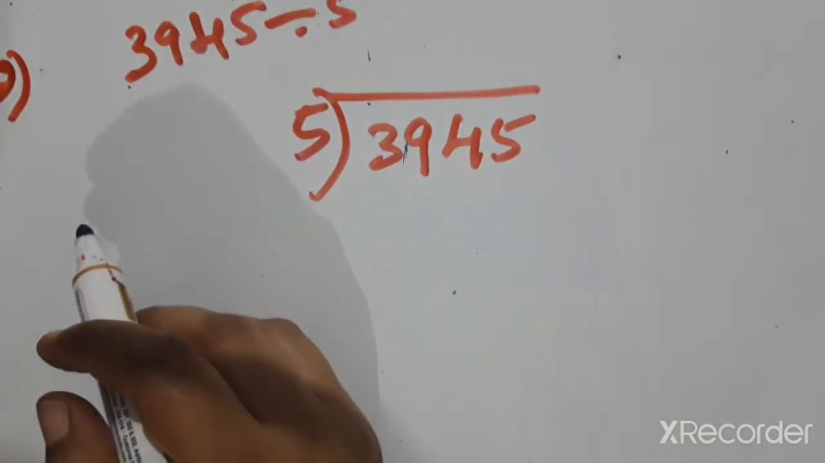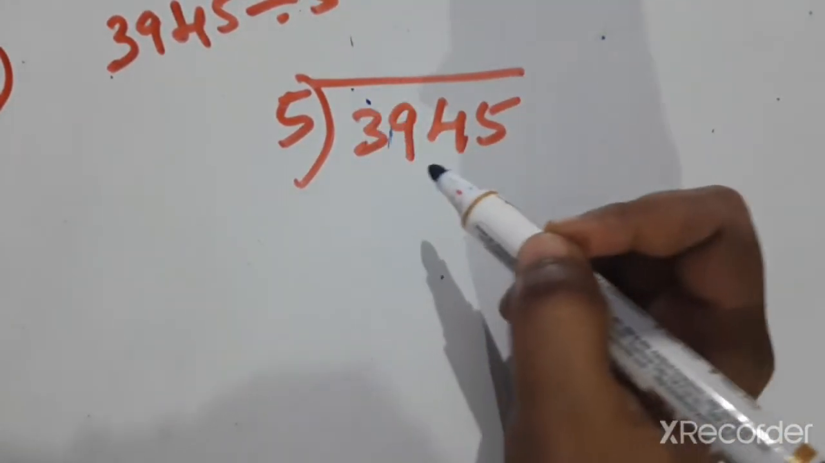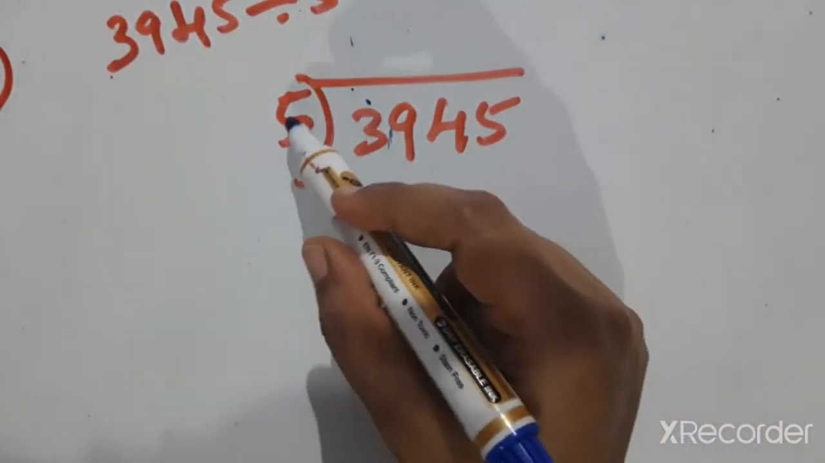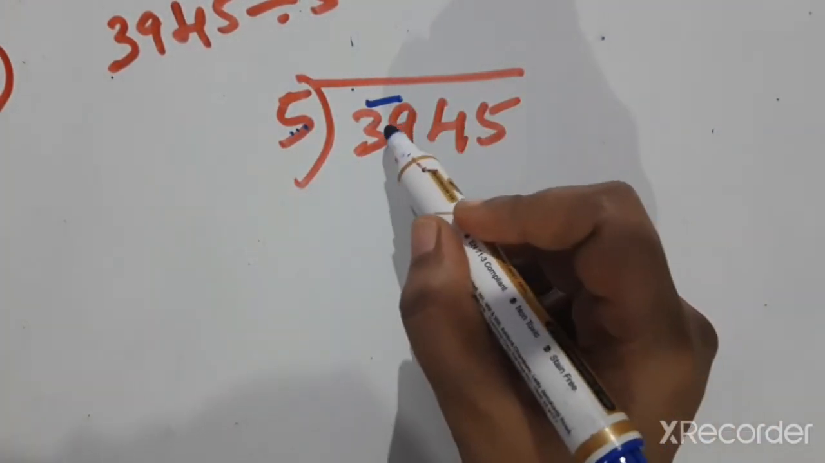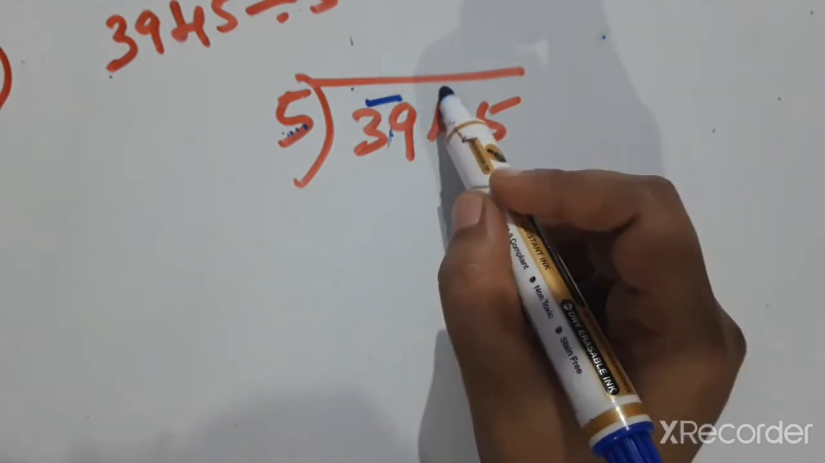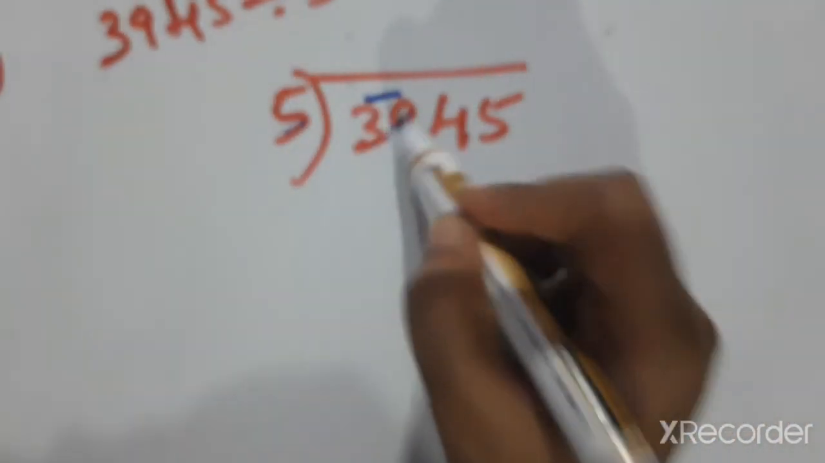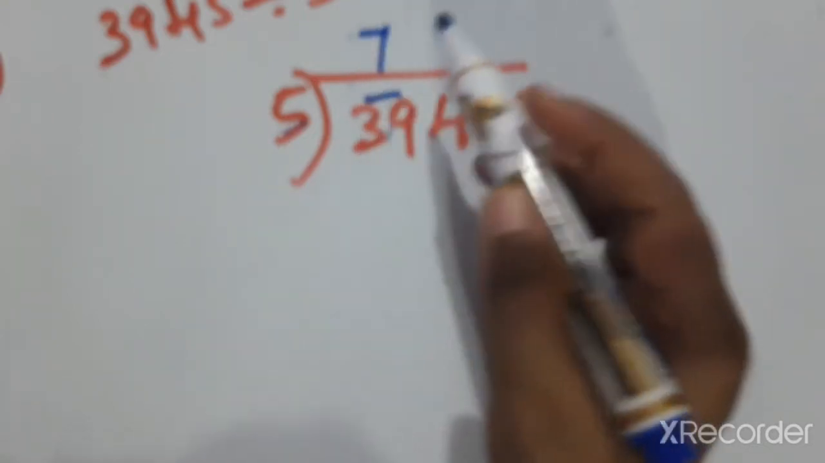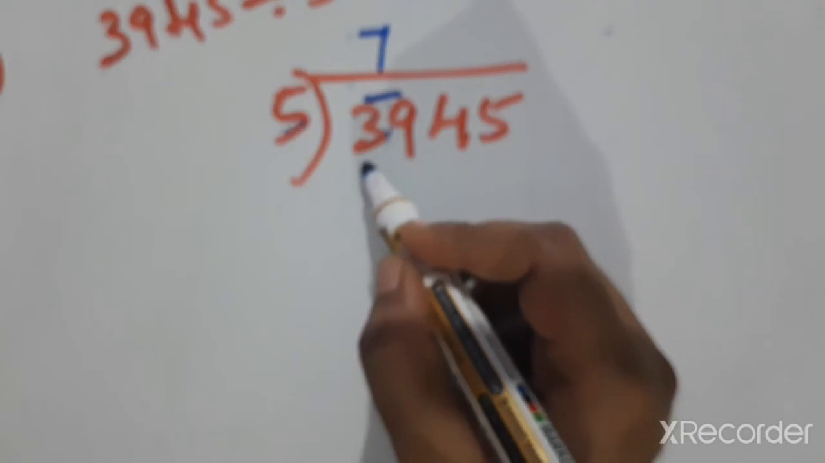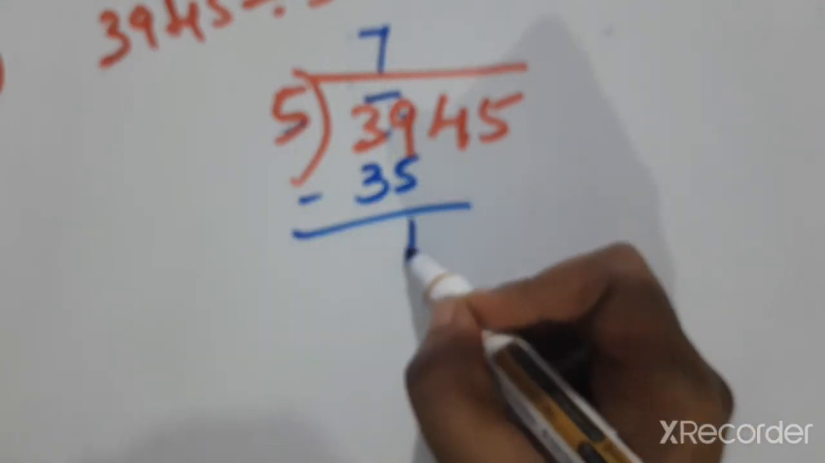Now second question, 3945 divided by 5. So we have to divide by 5. Whether we can consider 3? No, because 3 is less than this number. So we have to take 2 digits, that means 39. 39 is greater than this number. 5 how much are nearer to 39? 5 5s are 25, 5 6s are 30, 5 7s are 35, 5 8s are 40. 40 is greater than this. So 5 7s are 35. 39 minus 35 is 4.